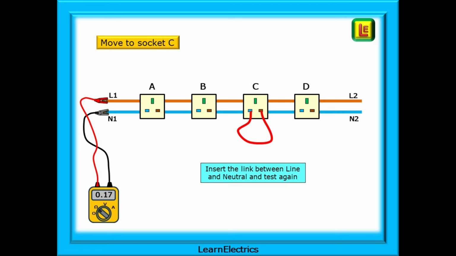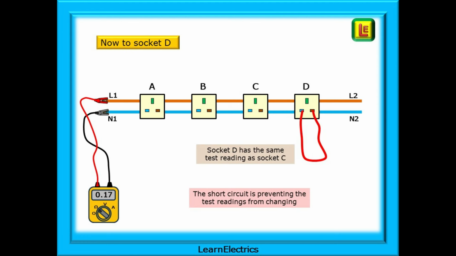Moving on to socket C, we again put the link in between the line and neutral, ensuring that the switch is in the on position. The reading is now 0.17 ohms, a very slight increase from the previous test, but we cannot be certain yet. B and C might be very close together. Now move to socket D, put the link in and test again, and we get the same reading, 0.17 ohms. The short circuit is holding the resistance at 0.17 ohms.